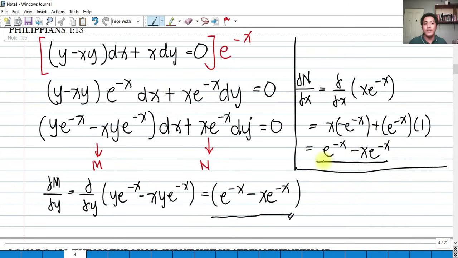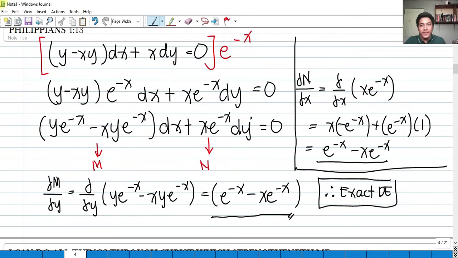Is the partial of m with respect to y equal to the partial of n with respect to x? Yes, it is. So therefore, our DE now is an exact DE, because we have multiplied it with our integrating factor. So we know now how to solve the exact DE.